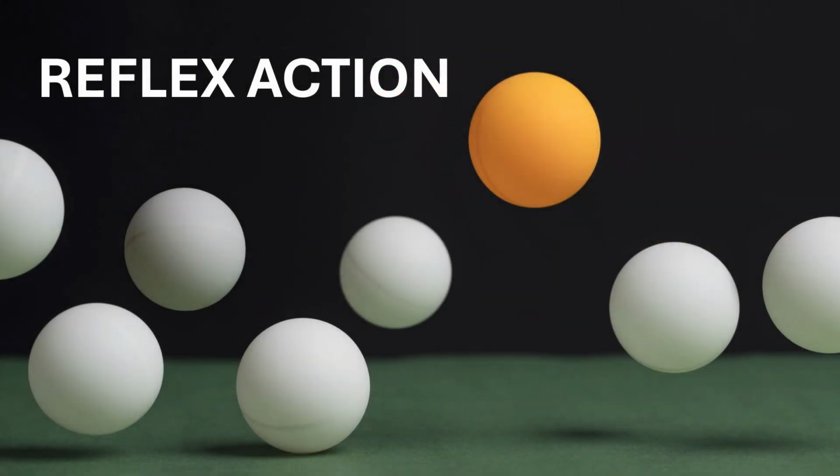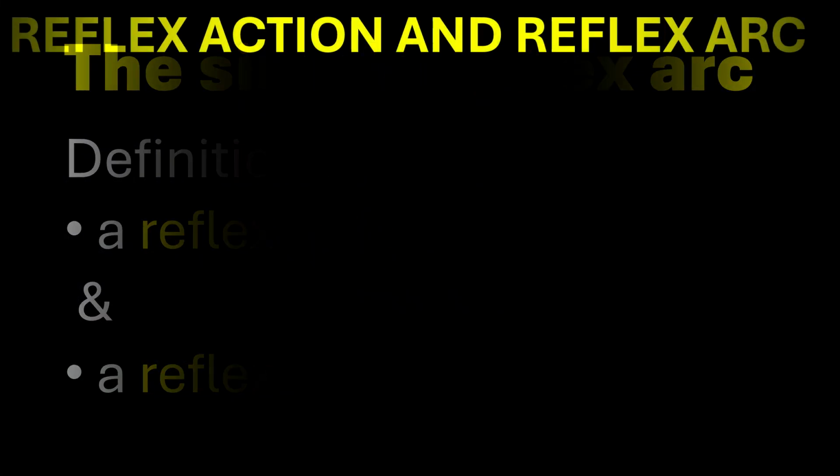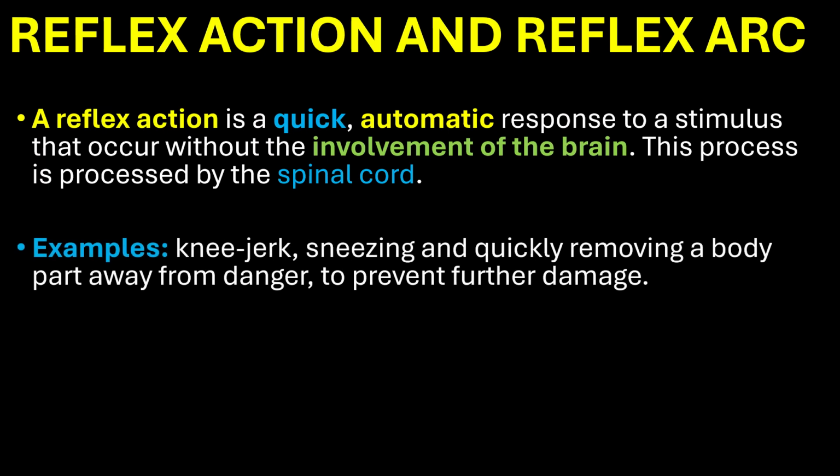And remember, we have to know the definition of reflex action and reflex arc. And what is a reflex action? It's a quick automatic response to a stimulus, and it occurs without the involvement of the brain. This process is processed by the spinal cord. Examples we have are knee jerk, sneezing, quickly removing a body part away from danger to prevent further damage. Remember, the examination guide spoke about examples of simple reflex acts. So here you are: knee jerk, sneezing, and blinking of your eye are examples of reflex action.